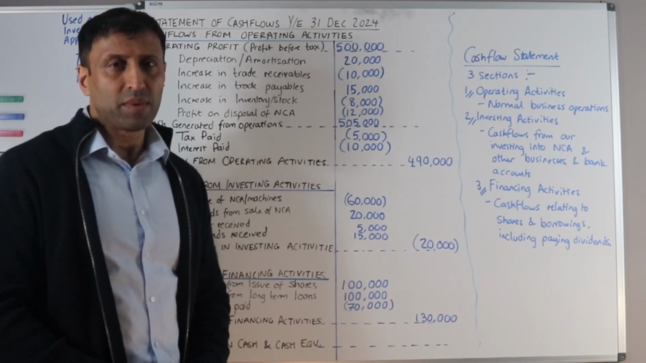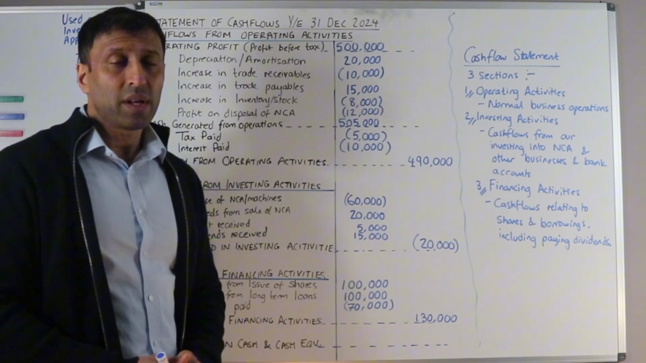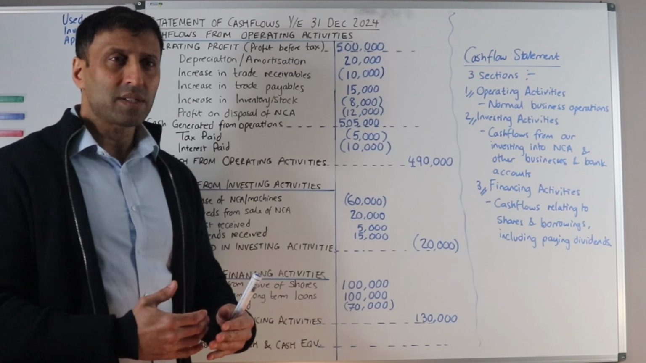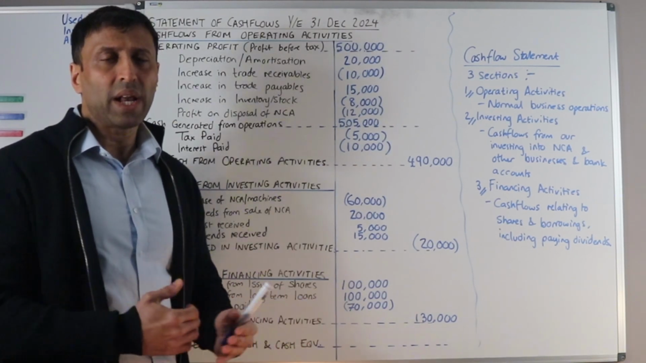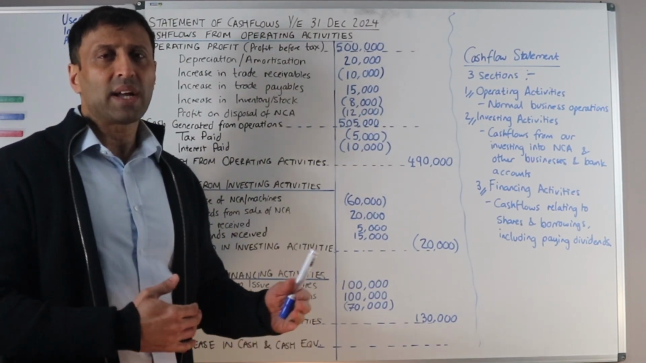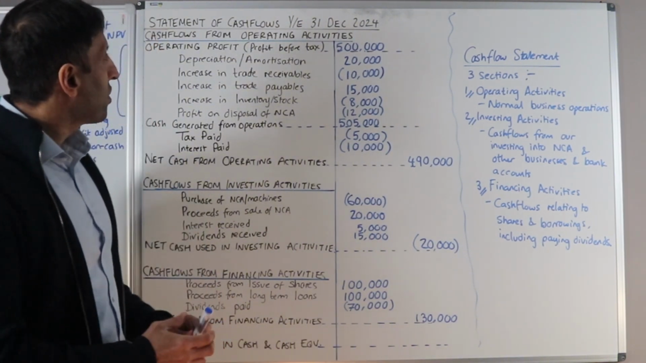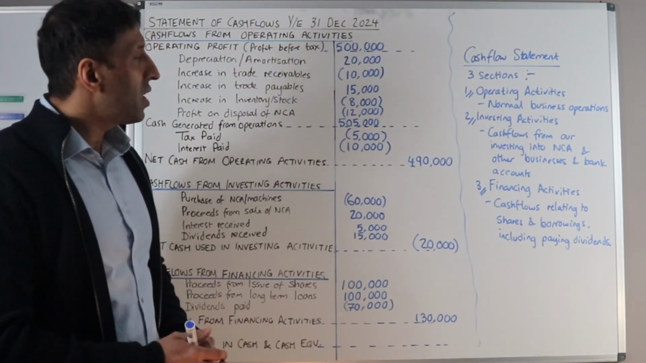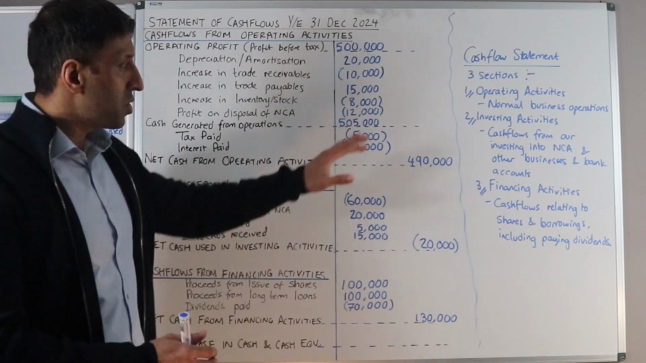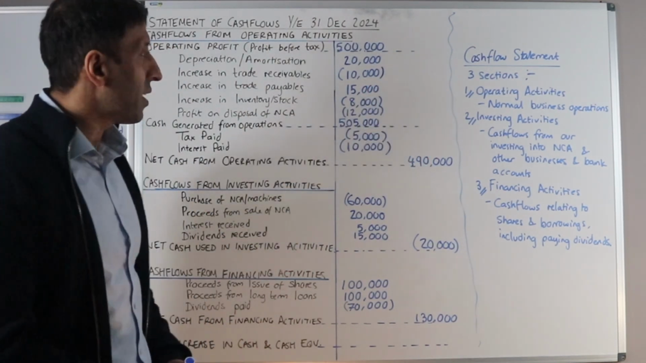Welcome to Cashflow statements. A cashflow statement is a statement that tells us how much cash has moved in and out of the business over the last 12 months, for the last year. And we have 3 sections within a cashflow statement, which are summarized on the right hand side.